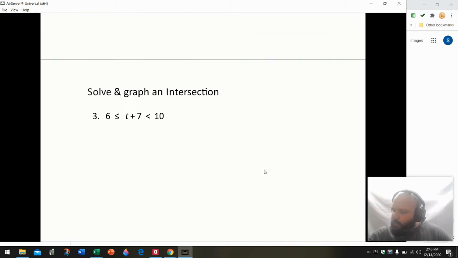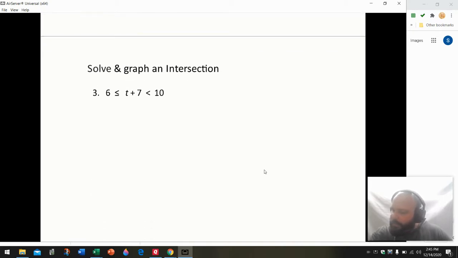Now we're going to do one more "and" graph, and we're going to do it the same way. We're going to draw a line right here, get our line straightened up. We're going to draw a line right here. And there again, we're going to identify the variable. The variable in this case is t.